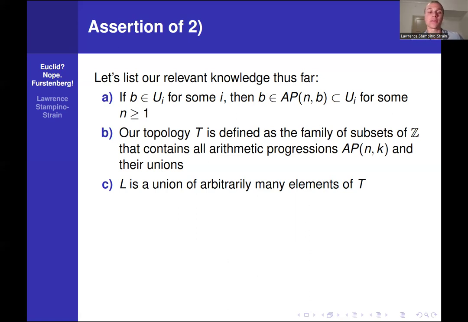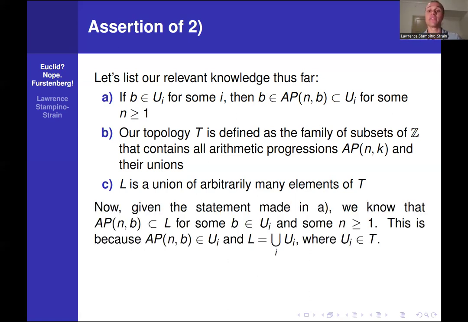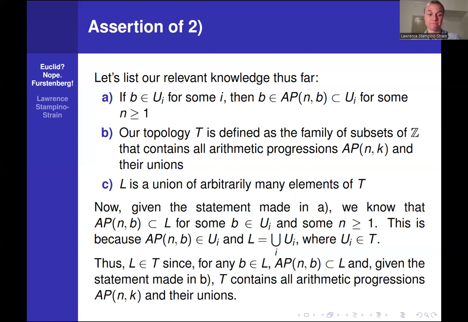We define that mathematically. Now, given the statement made in A, we know that AP(n,b) is a subset of L for some b element of U_i and some n greater than or equal to 1. This is because AP(n,b) is a subset of U_i and L is, again, a union of arbitrarily many elements of T.